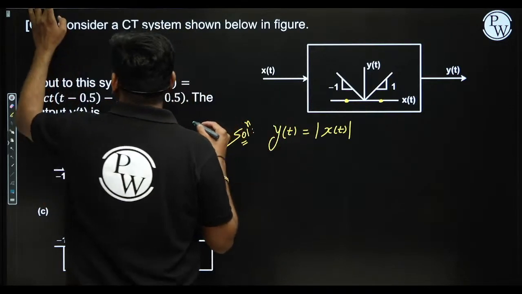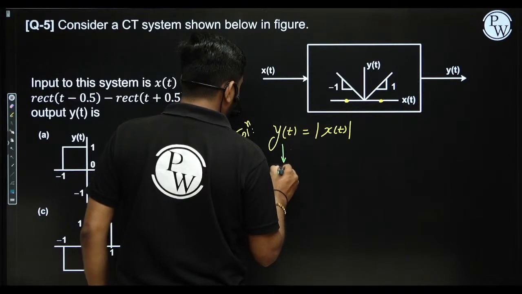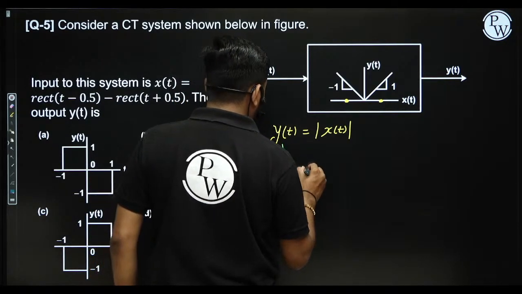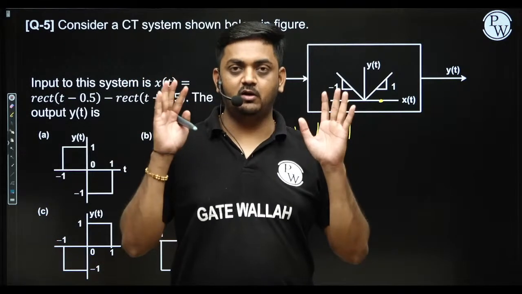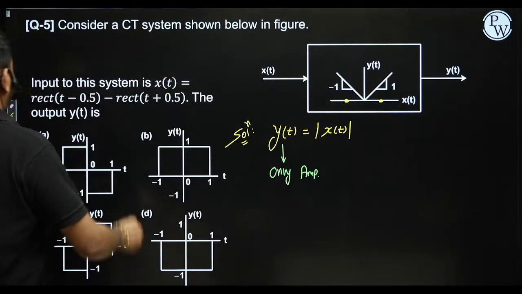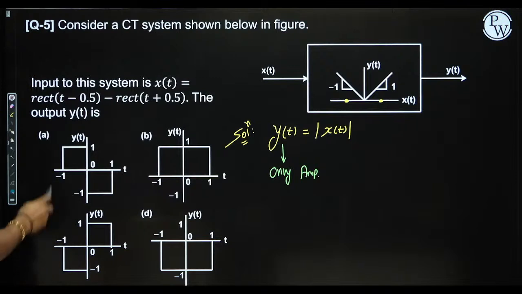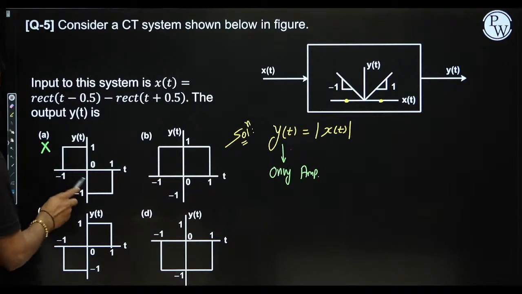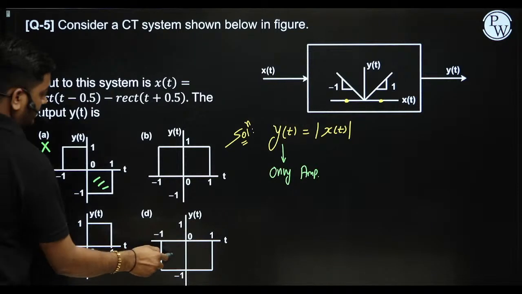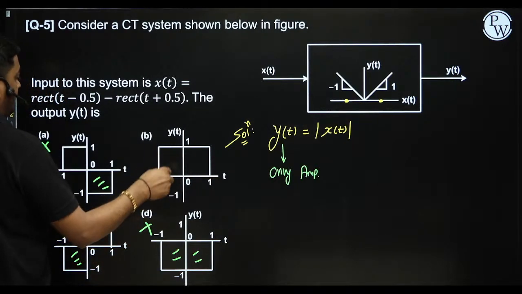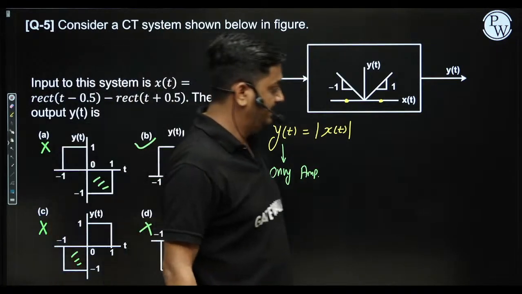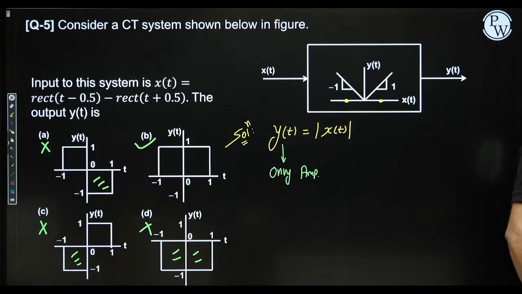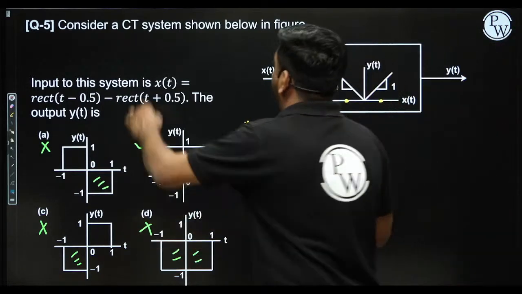That means the output should have only positive amplitude. Only positive, correct? In the output you will get only positive amplitude, because modulus of x of t means you will get only positive amplitude. So which option has only positive amplitude? Negative amplitude is cancelled, this negative amplitude, here also negative amplitude, this is cancelled. In option B only you are getting the positive amplitude. That's why option B is the right answer. Are you getting it? So here Nikhil got the correct answer. Sinchan, see, a simple concept you can use: only positive amplitude.